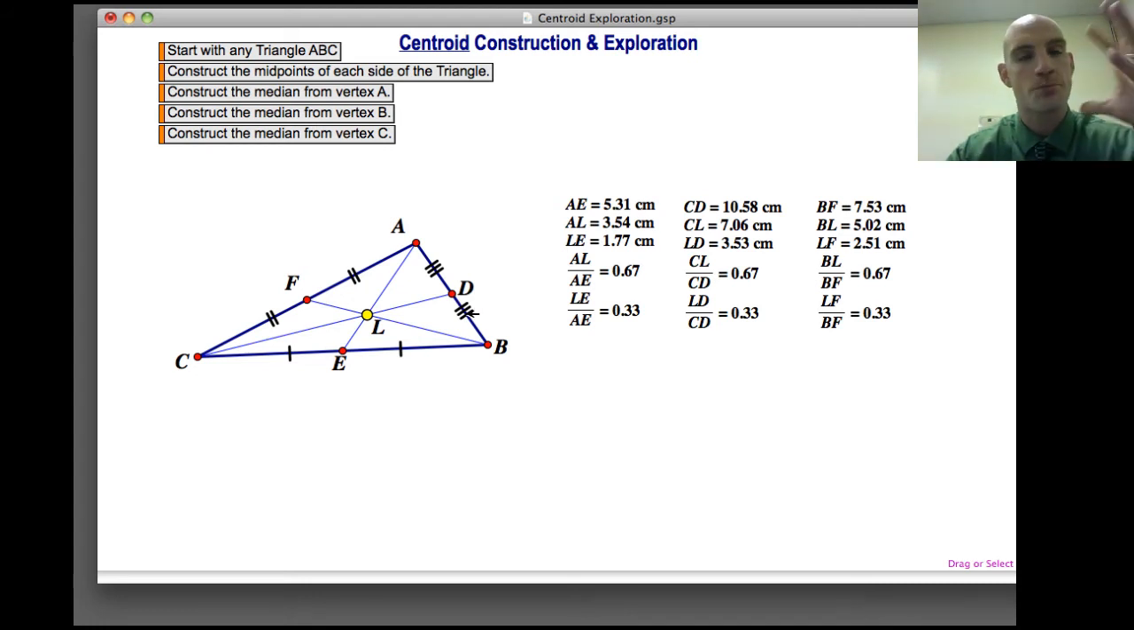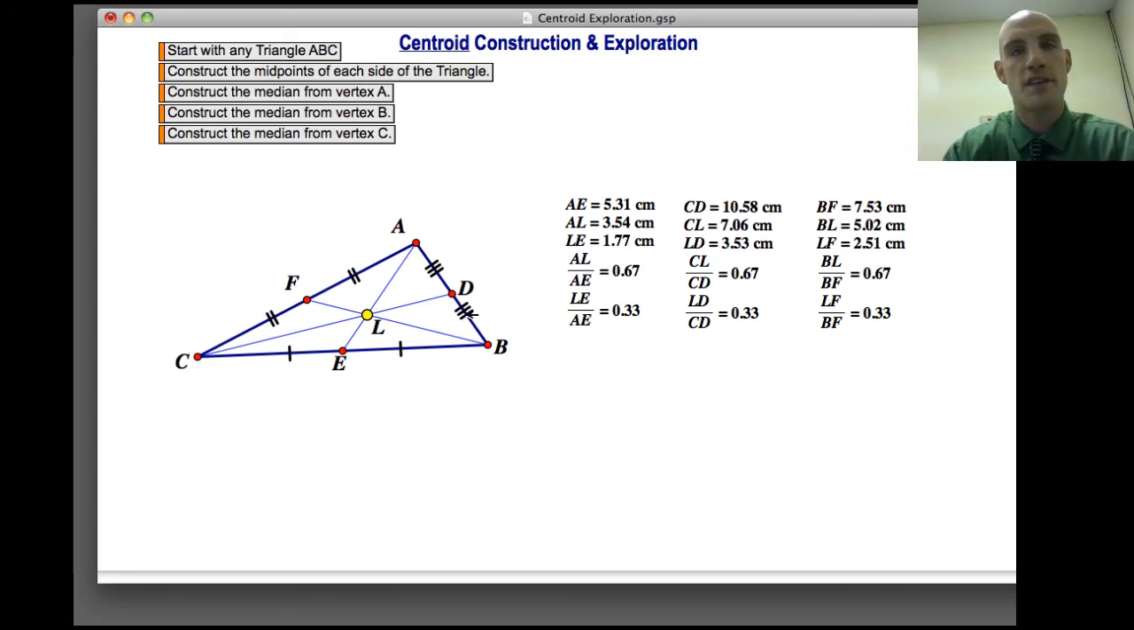And you'll notice that all those ratios are the same. I haven't moved the triangle yet. So I have a 2/3 ratio of vertex to centroid over the length of the whole median. The bottom part is the same way. So LE, the bottom part over the whole segment, is 1/3. Then LF over BF, the part that's not from the vertex, over the whole median, is 1/3. And LD over the whole thing is 1/3. So all of these measurements seem to jive: a 2/3 ratio from the vertex and a 1/3 ratio from the centroid.